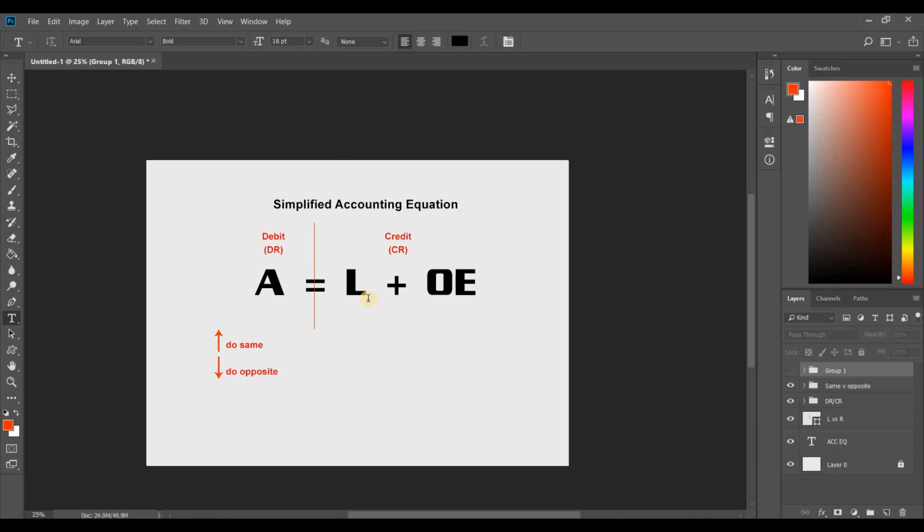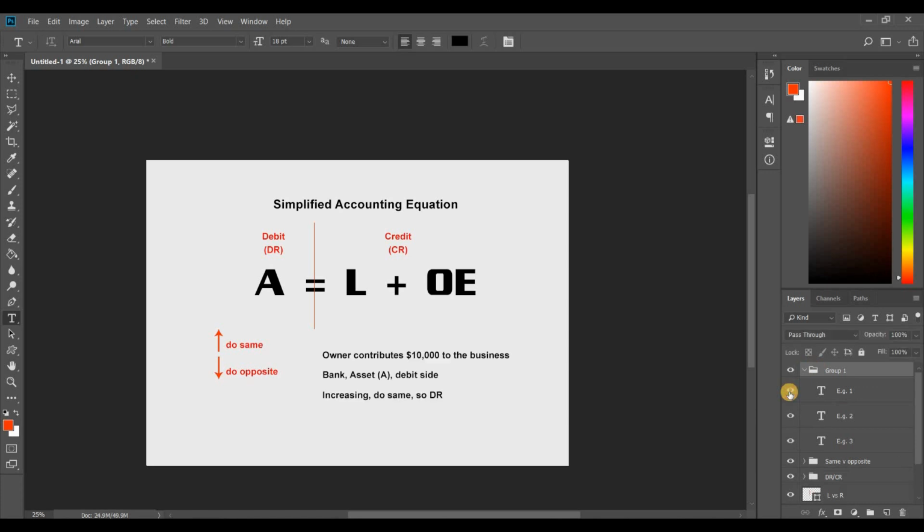Okay, that's probably the hardest part of this whole thing, just remembering that if you want to increase something, you do the same as what it is, and if you want to decrease something, you do the opposite of what it is. So we'll have a little look at an example, and then we'll do some analysis charts. So here's an example for you. Let's do it one step at a time. Let's say, for example, the owner contributes $10,000 to the business. And let's just look at one side of this. Let's just look at bank.